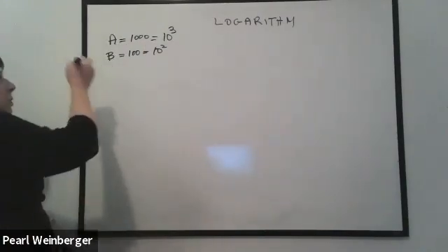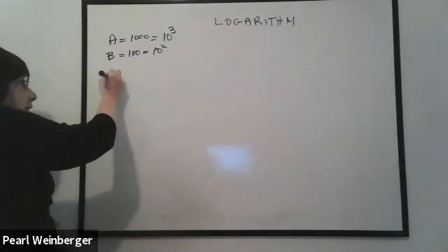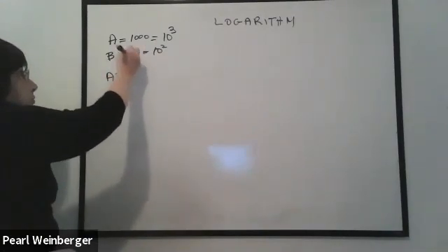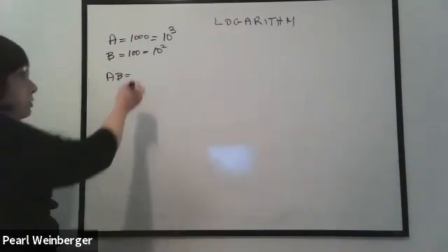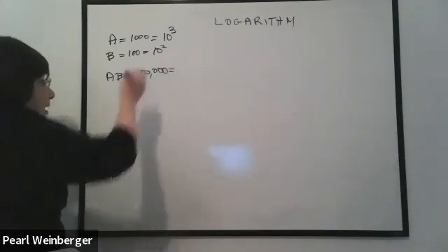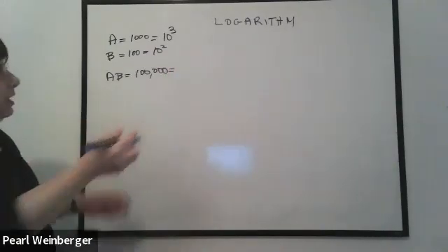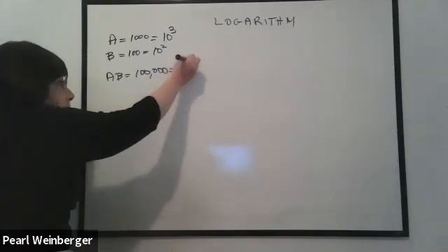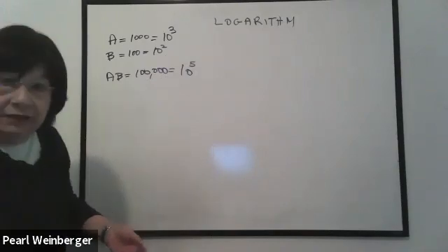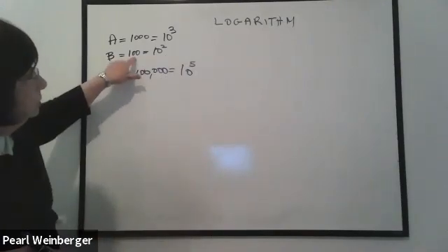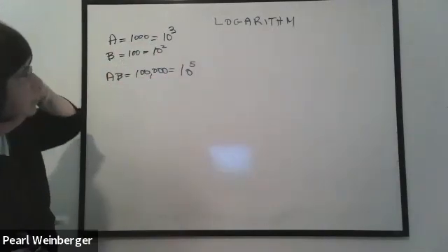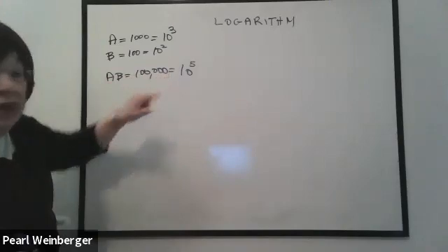Now, what if I want to multiply A times B? In other words, I'm multiplying 100 times 1,000, which will of course give us 100,000. And in terms of tens, that means 10 to the fifth. Remember, when you're working with tens, the number of zeros actually tells you the exponent. 10 squared has 2 zeros. 10 cubed has 3 zeros. 100,000, which is 10 to the fifth, has 5 zeros.